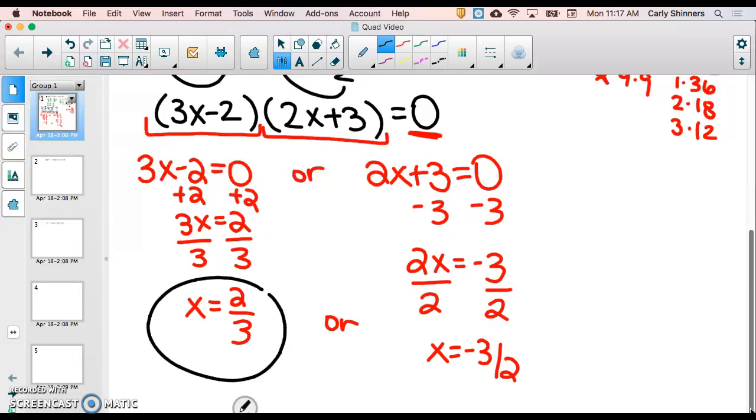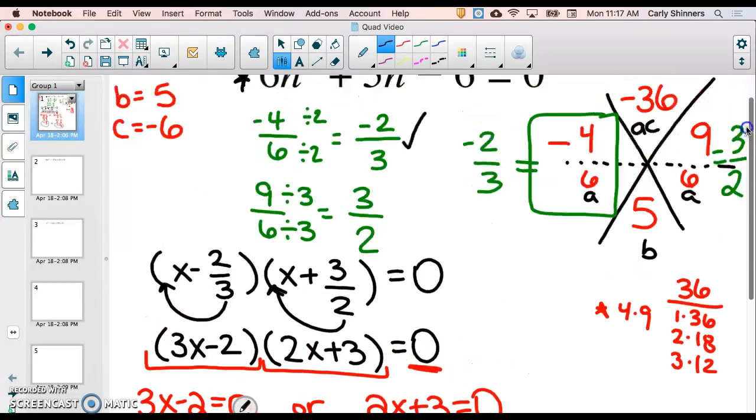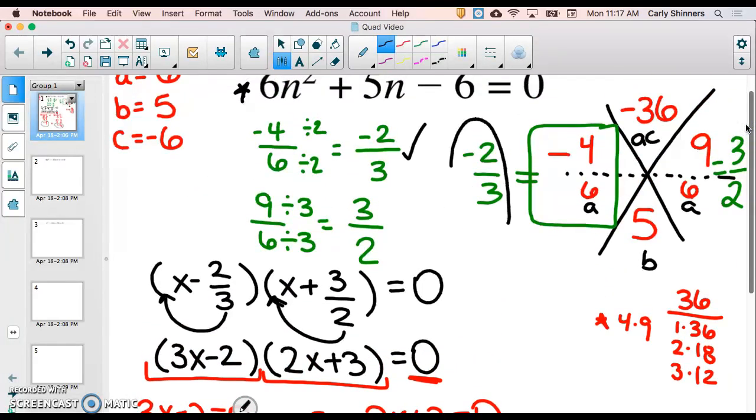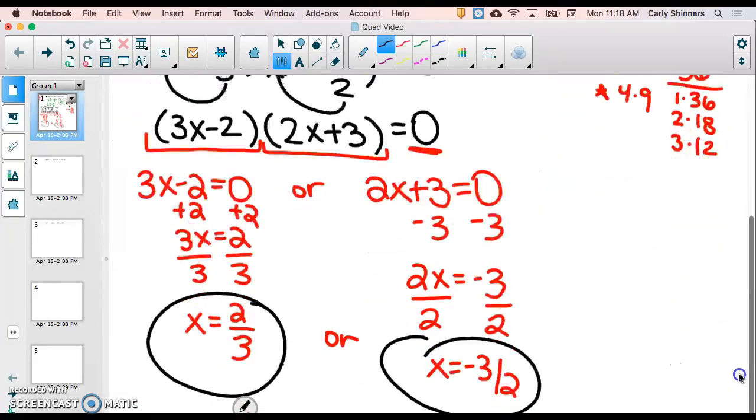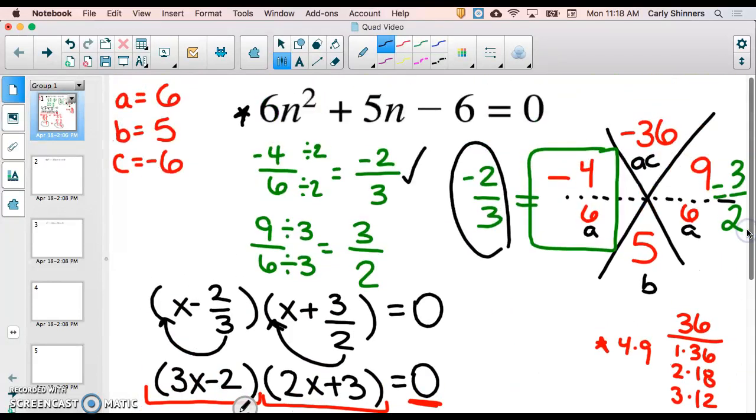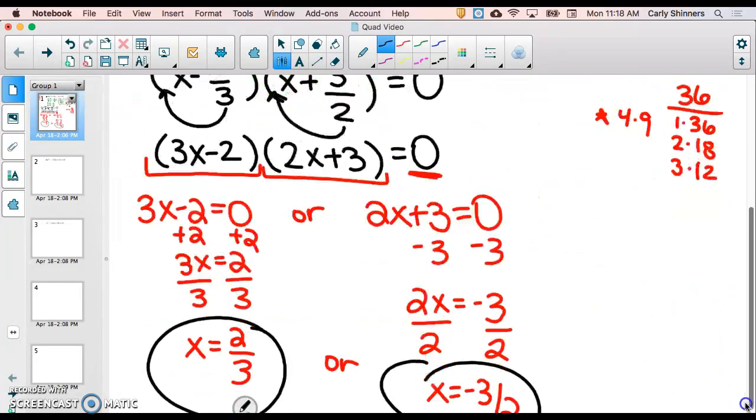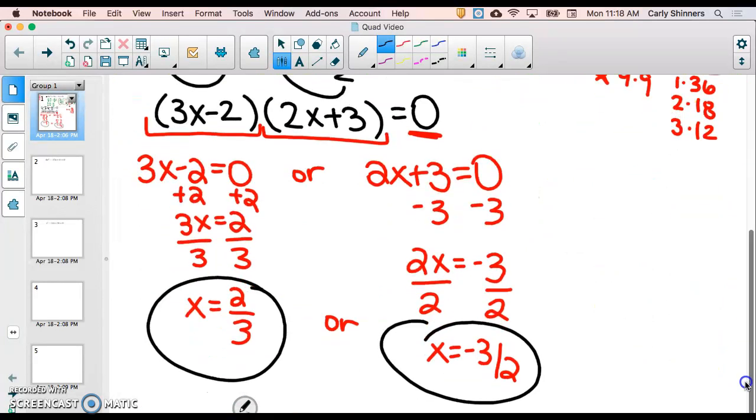Notice these answers, aren't they just the opposite of what I got up here? Here I got a negative 2/3, my answer is a positive 2/3. Here I got a positive 3/2, my answer is a negative 3/2. So that's kind of a way to check your work here and make sure you're on the right track. But these are my two answers.